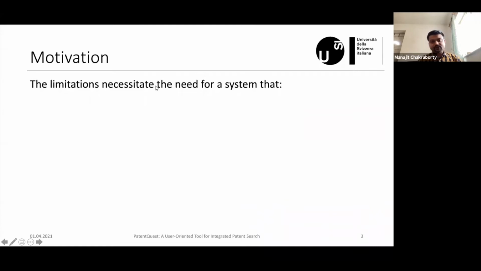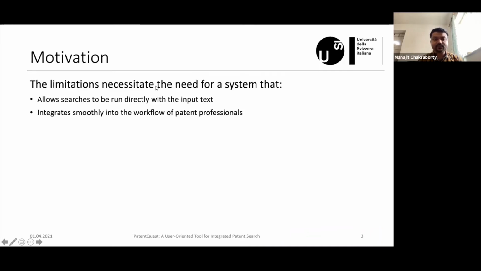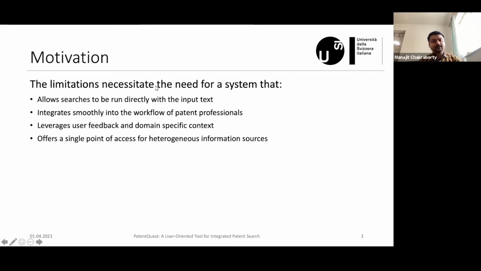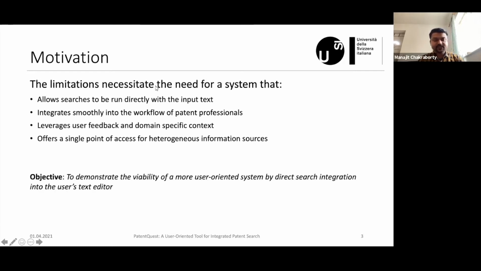For academics like us, it's very difficult to access them sometimes. To alleviate these issues, we need a system that can allow searches to be run directly with the input text, that integrates smoothly into the workflow of patent professionals, and that also leverages user feedback and various domain-specific contexts to improve search quality. And finally, it offers a single point of access for heterogeneous information sources. All in all, the objective of this paper and this presentation is to demonstrate the viability of a more user-oriented system by incorporating direct search capabilities into the user's text editor.